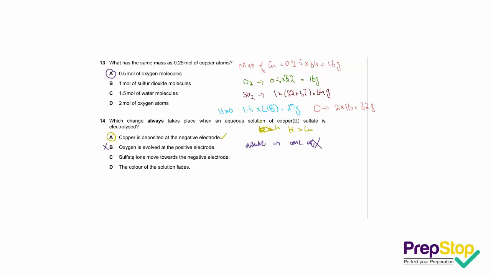Option C states sulfate ions move towards the negative electrode. This is wrong because sulfate ions have the formula SO4 2-, which means that they always go towards the positive electrode. Option D says the color of the solution fades. This is also incorrect because there will still be some copper(II) sulfate left in the solution, hence it will remain blue. So option A is the correct answer.